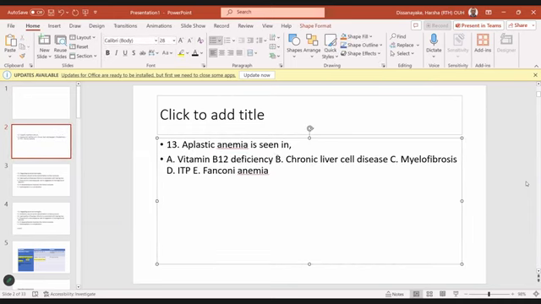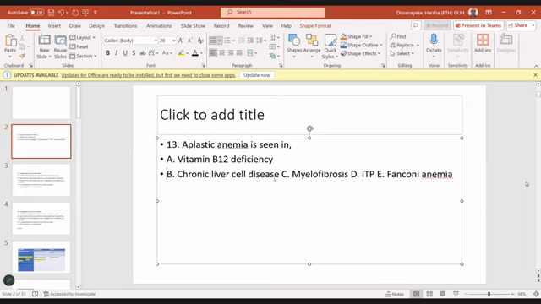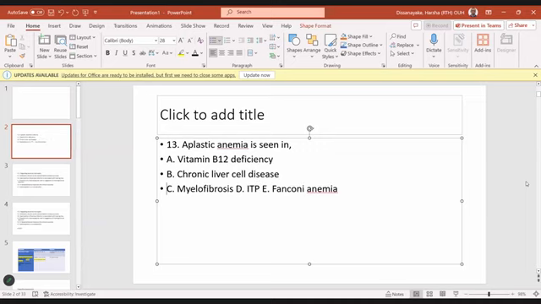Aplastic anemia is seen in... Look, it's just a matter of remembering the process of aplastic anemia. Just the overall idea is it's largely either idiopathic or secondary to drugs or toxins.